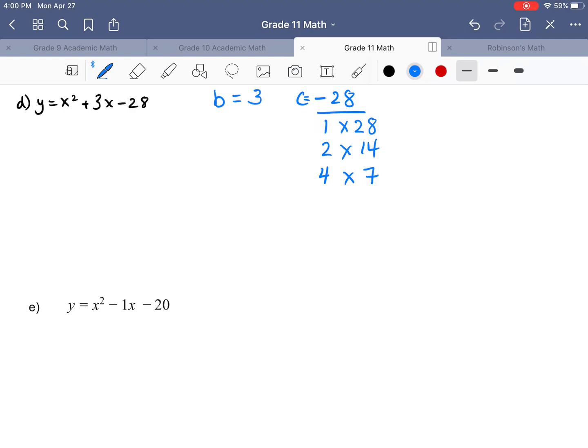So right now, everything is positive, but we know that in order to get a negative 28, one out of the pair needs to be negative, because a negative times a positive gives us a negative number. So you can play around with the negatives and the positives as we did in the previous example. And when you do that, you will end up down here at the bottom, hopefully, with the 4 and the 7. So if we make this a negative 4 and a positive 7, they multiply together to give us negative 28, and they add to give us positive 3. So y is equal to x minus 4 times x plus 7.